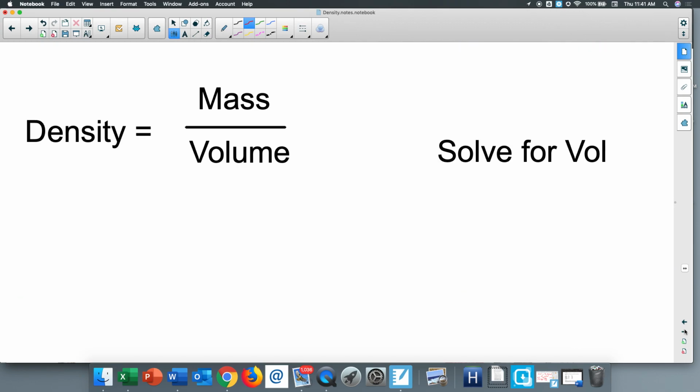Density equals mass over volume. That's our key equation. If I want to get volume by itself, what do I have to do? Do a little bit of algebra and isolate volume. Go. Elliot, if I want to get this volume out of the denominator, what am I going to do to both sides?